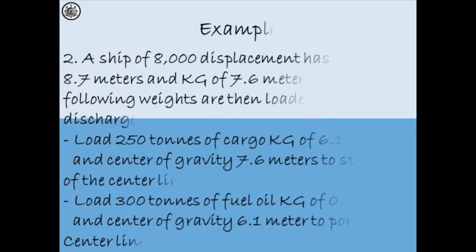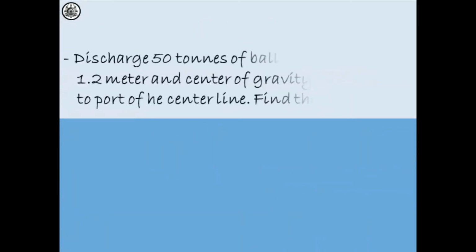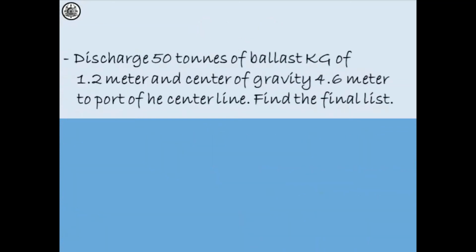A ship of 8,000 displacement has KM of 8.7 meters and KG of 7.6 meters. The following weights are then loaded and discharged. Load 250 tons of cargo, KG of 6.1 meters, and center of gravity 7.6 meters to starboard of the center line. Load 300 tons of fuel oil, KG of 0.6 meter, and center of gravity 6.1 meters to port of the center line. Discharge 50 tons of ballast, KG of 1.2 meters, and center of gravity 4.6 meters to port of the center line. Find the final list.